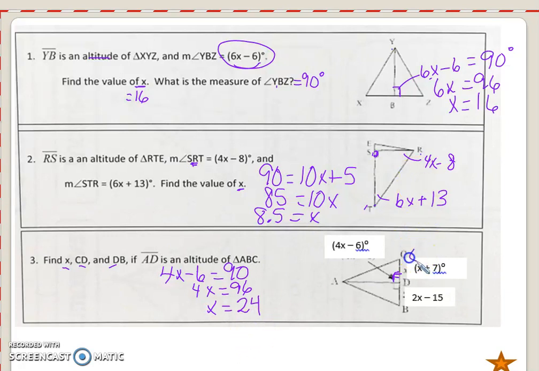Now that we know that x is 24, we're going to plug it in for x in both of these segments because it asks for each of them. Okay? So if we do 24 plus 7, then segment CD is 31. And if we do 2 times 24 minus 15, then segment DB is 33.